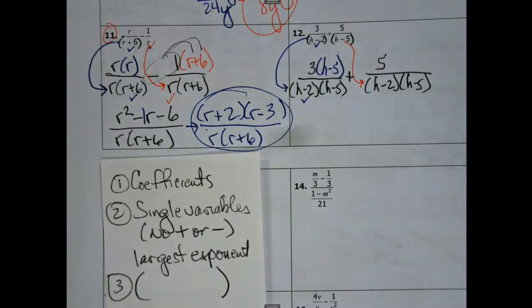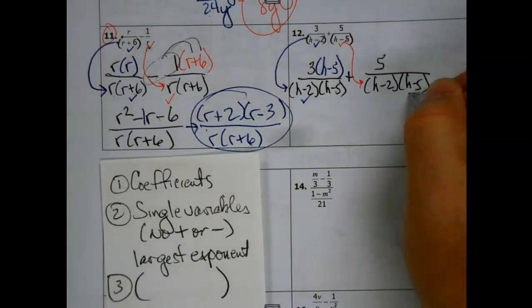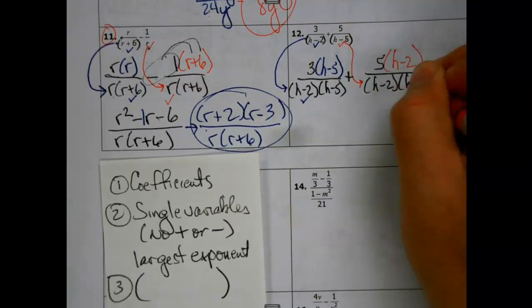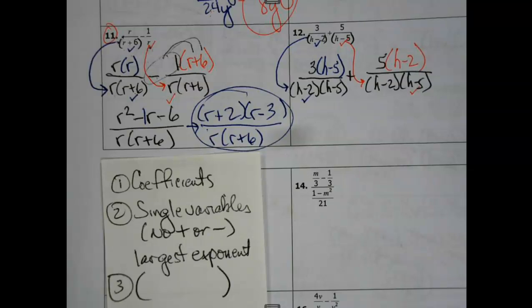And when I go here, I've got the h minus 5. I need the h minus 2. Whatever we don't check off in that new denominator, that's what needs to go up in the numerator. That's why I like using colors for this too.